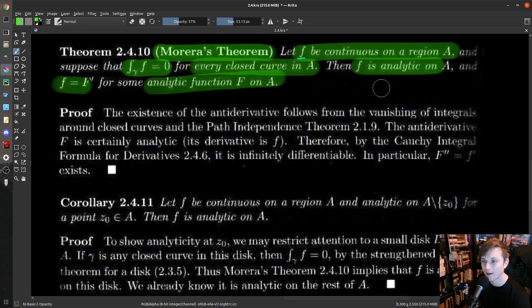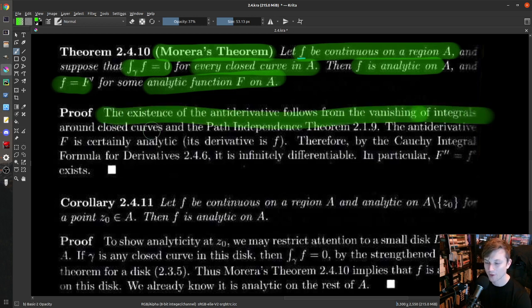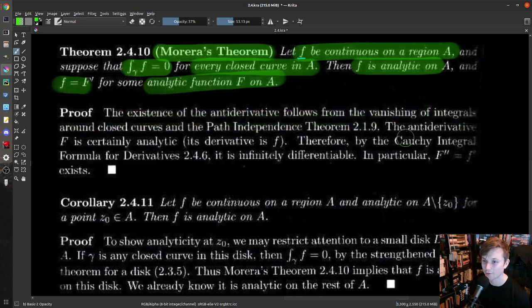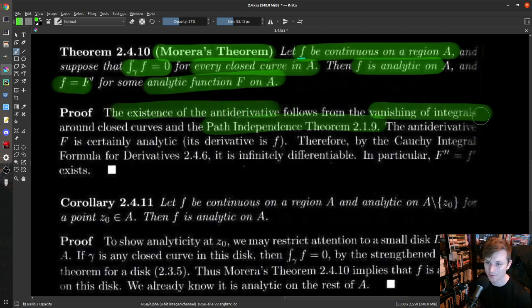That's kind of obvious. The existence of the antiderivative, at least, just comes from vanishing of integrals around closed curves in the path independence theorem. That was something that we started with in this section, 2.1.9. Path independence theorem: existence of the antiderivative is implied by vanishing of integrals around closed curves. Okay, fine. That's fair enough. The antiderivative F will obviously be analytic. After all, its derivative is f, right?